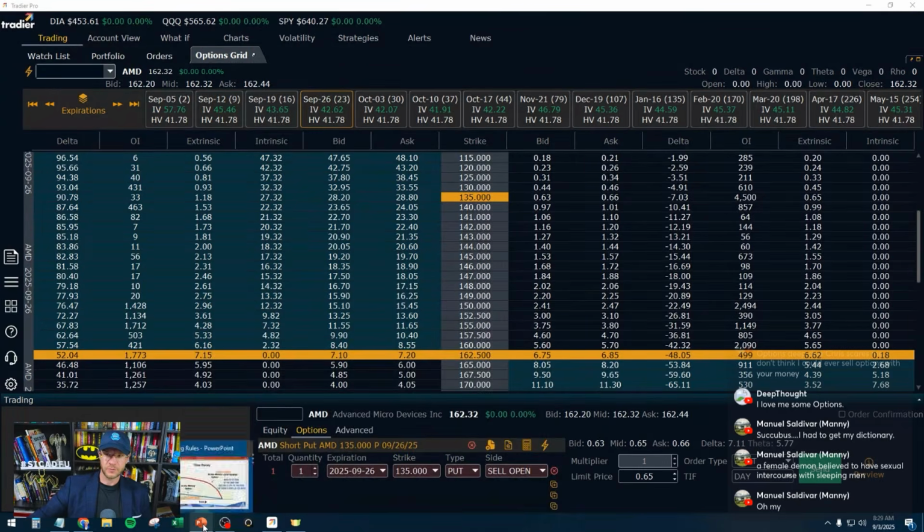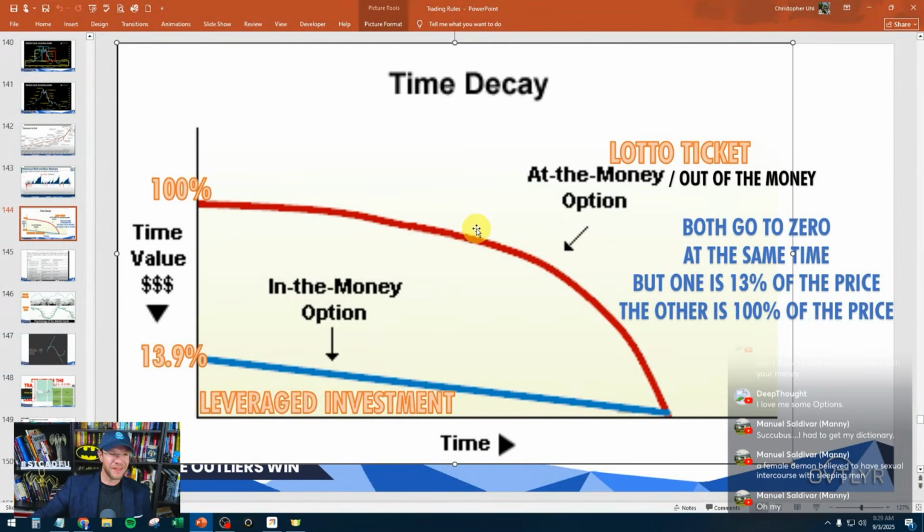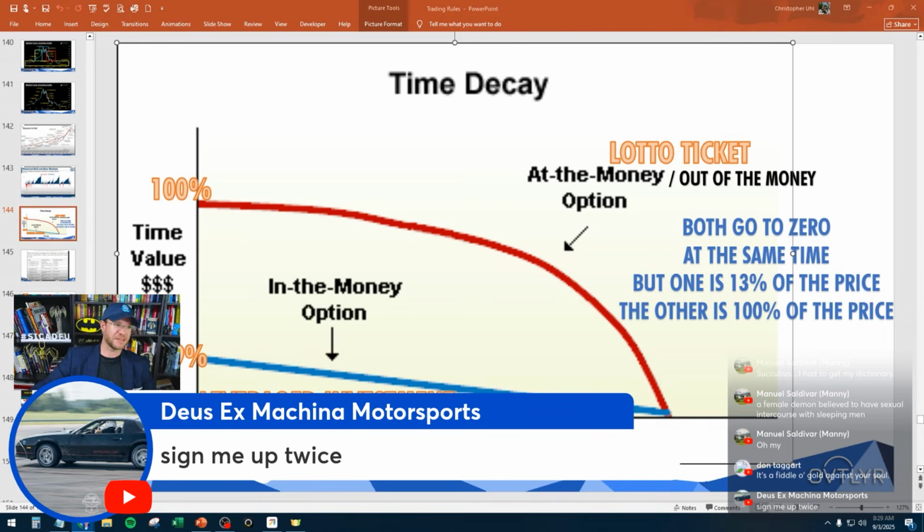You're not going to get paid all of that incredible 1.9% return until the day of expiration. You're going to get a little bit each day, an itty bitty tiny bitty baby bit each day until expiration, and then you will finally get all of it. Yeah, sign me up twice. Let's go.